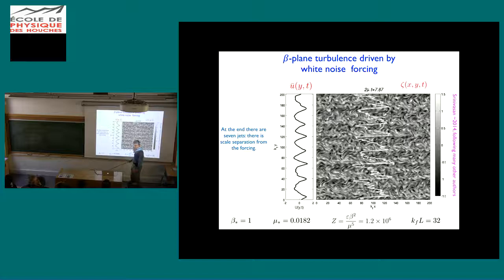One thing that is also true is that the fraction of energy which goes into the zonal mean flow, in this solution, is only a third of the energy maybe. But as you decrease the bottom drag, the jets get stronger, of course, and they have an increasingly large fraction of the total energy.